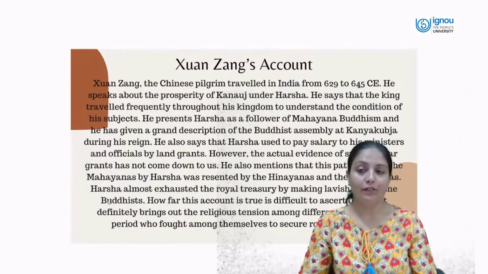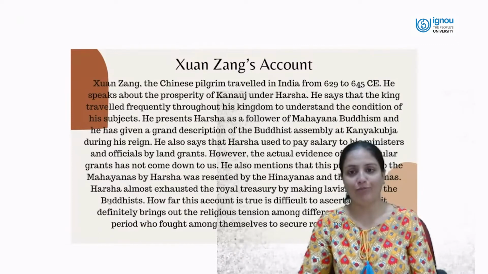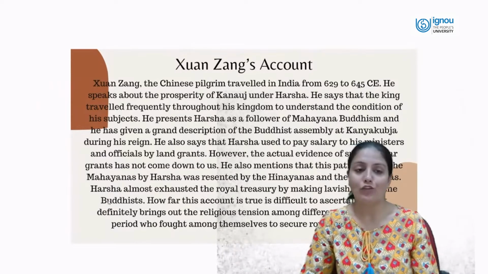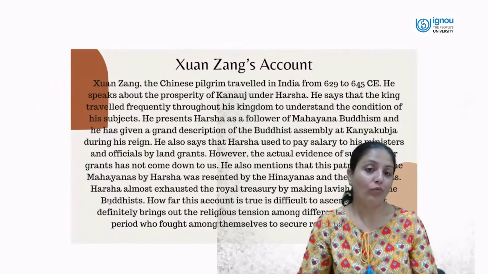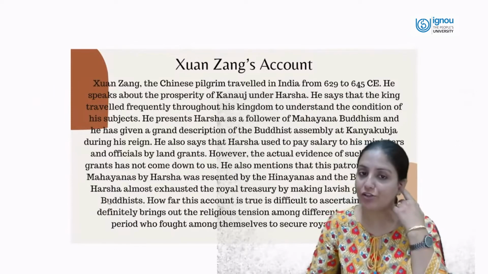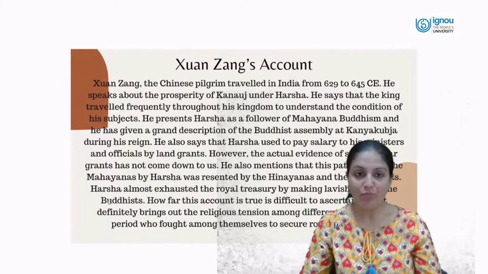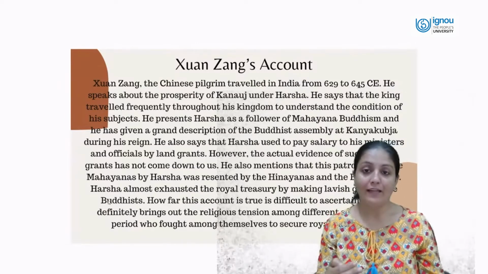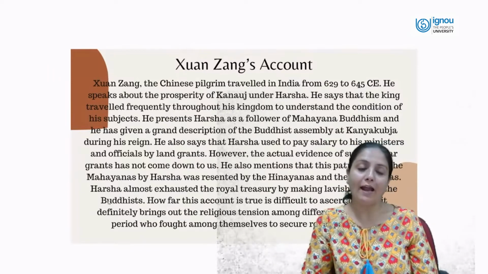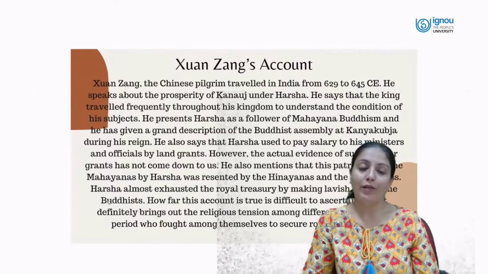the reign of Harshavardhana. He says that the king traveled frequently throughout his kingdom to understand the condition of his subjects. Who king? Harshavardhana king. And where is the kingdom? In Kannauj. He presents Harsha as a follower of Mahayana Buddhism. And he has given a grand description of the Buddhist assembly at Kanyakubja during his reign.